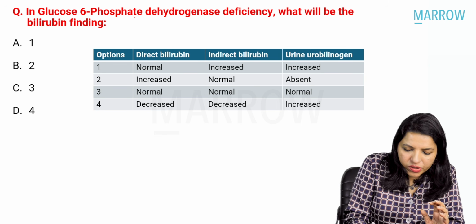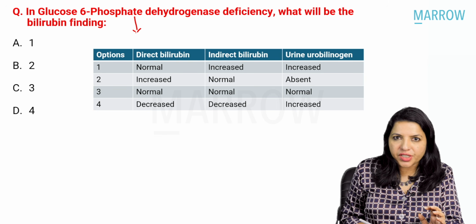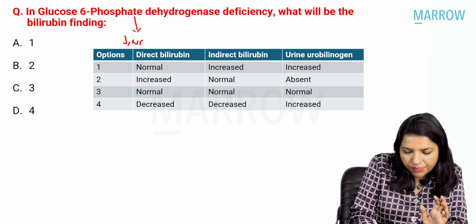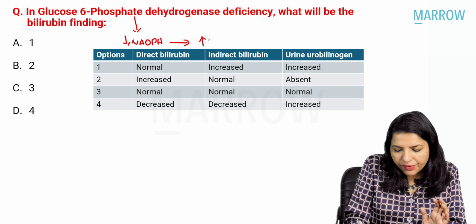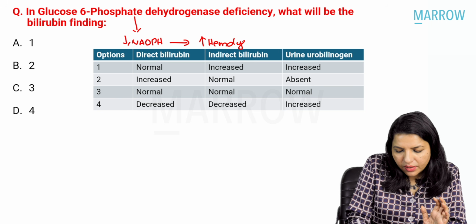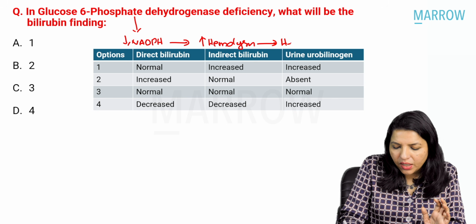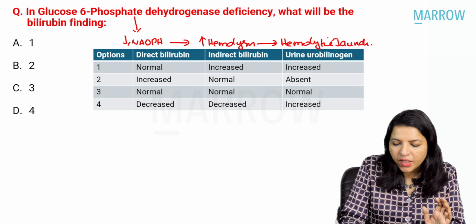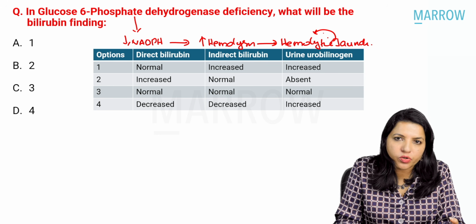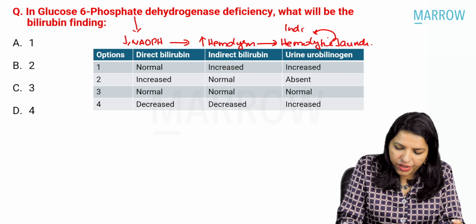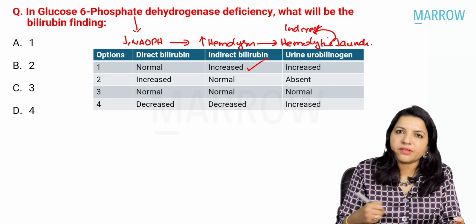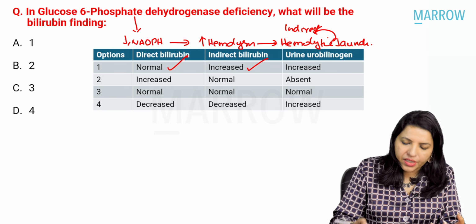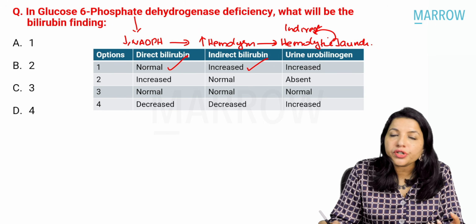So first and foremost, in glucose 6-phosphate dehydrogenase deficiency, what happens is there is decreased NADPH. If there is decreased NADPH, it promotes or favors hemolysis. So this is favoring a hemolytic jaundice. That is the first thing. Now, in hemolytic jaundice, what type of bilirubin is elevated? It is indirect bilirubin. So, indirect bilirubin should be increased. Direct bilirubin is normal. Then urine urobilinogen.